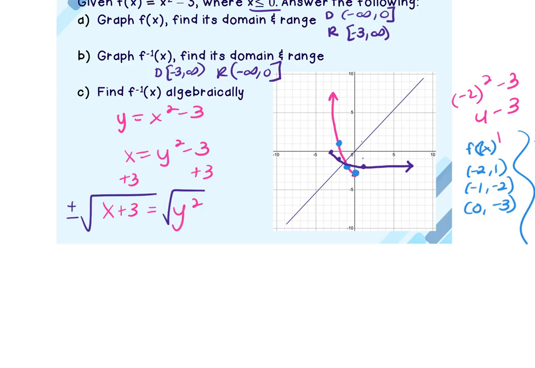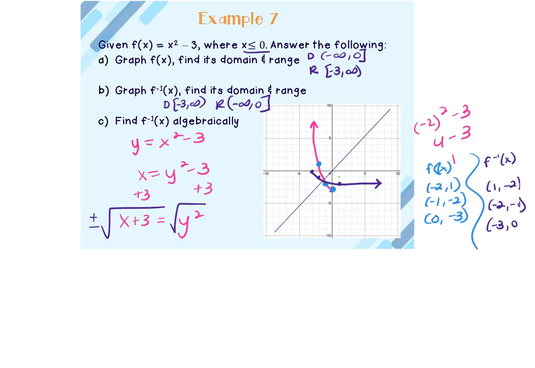Normally plus and minus, but because we only wanted the x to be less than 0 here, we want the y to be less than 0, which means I'm going to pick which one? The negative. So this becomes f negative 1 of x equals negative square root of x plus 3. Which should match your graph. This is a square root function, flipped over the x-axis, shifted left 3 units.